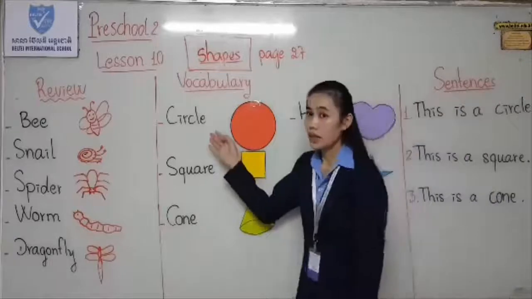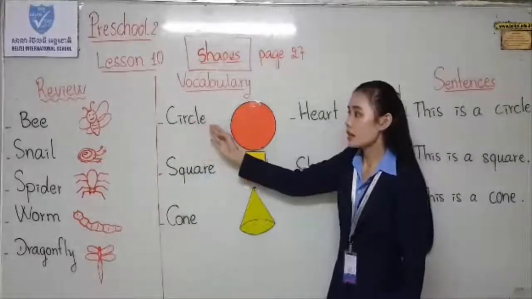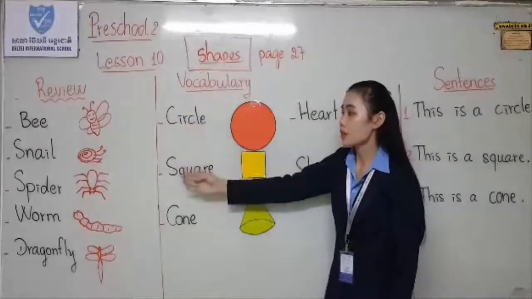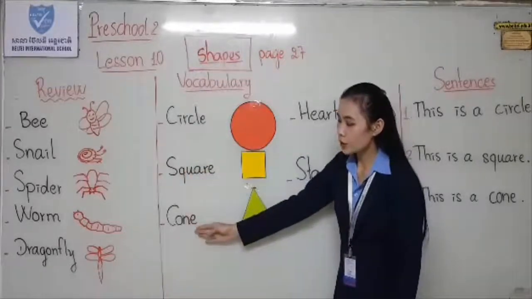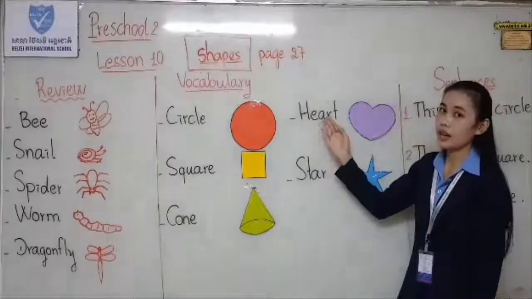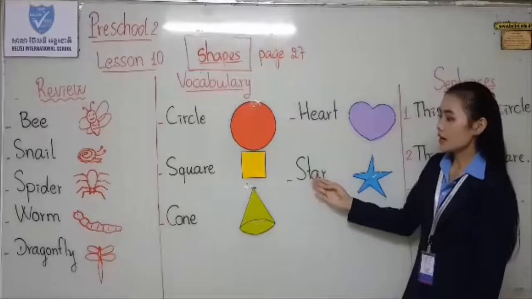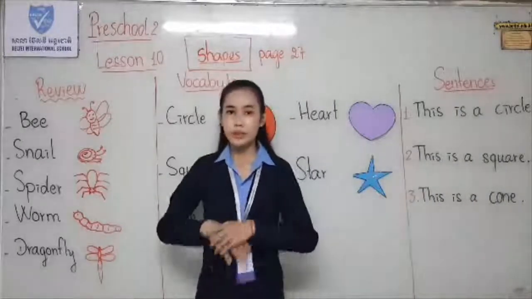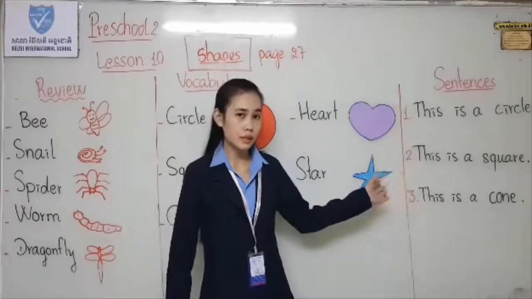So I'd like all of you to repeat after me again. Circle, circle, circle. Square, square, square. Cone, cone, cone. Heart, heart, heart. Star, star, star. So everyone, our vocabulary comes to the end. Let's move to sentences together.